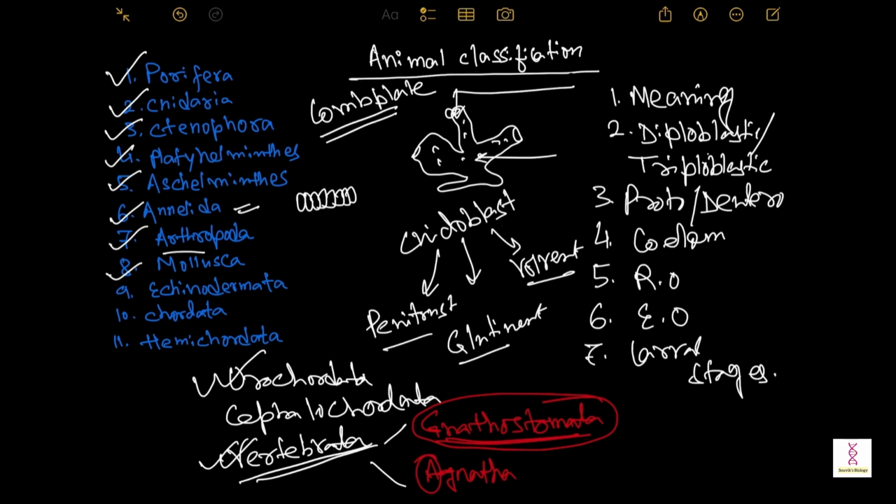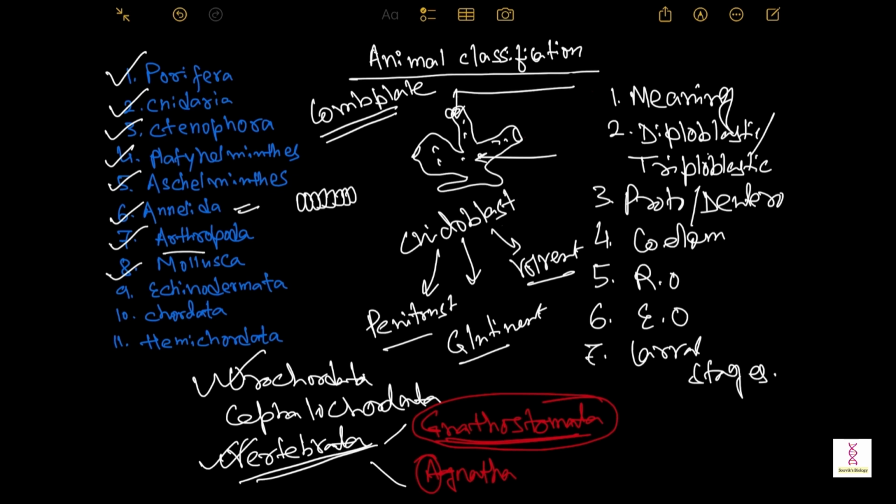Within superclass, 6 classes are present. What are they? Chondrichthyes, Osteichthyes, Amphibia, Reptilia, Aves and Mammalia. Okay, so come to the first, that is Chondrichthyes. Chondrichthyes means they are actually the fishes like shark. Okay, they are not bony, and bony fish means Osteichthyes.